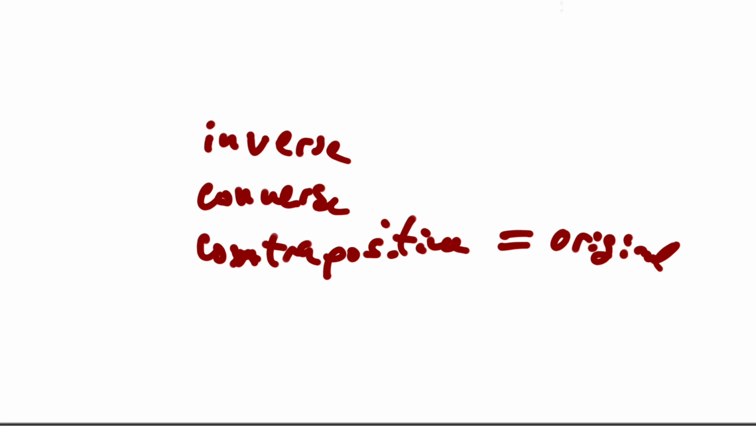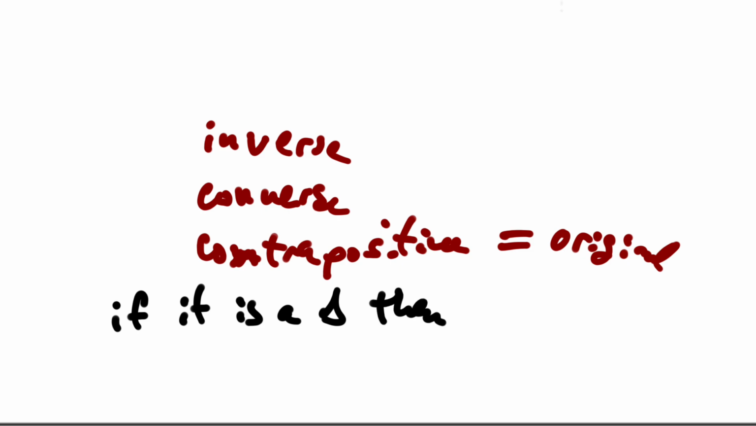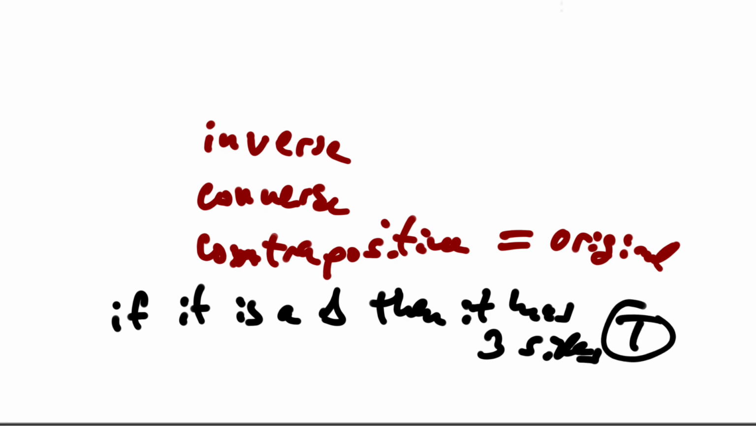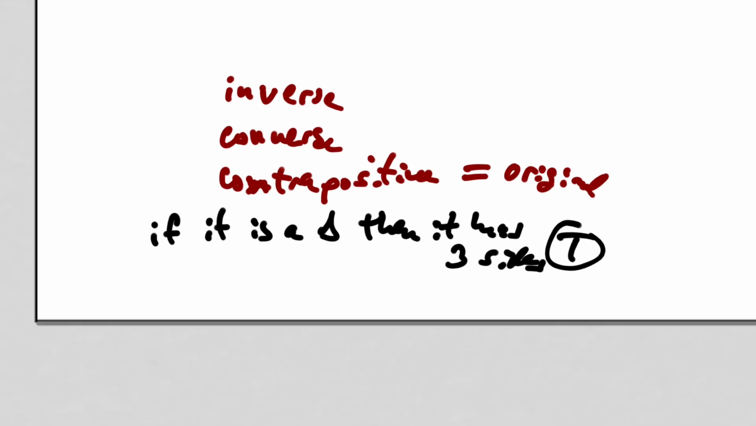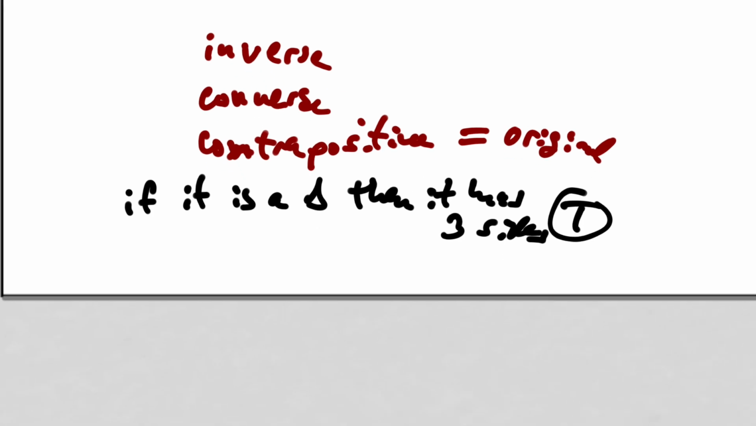Oh, and I should mention, sometimes there are some statements, like if I were to say something like, if it is a triangle, then it has 3 sides. That's a true statement. The contrapositive in this case is, if it does not have 3 sides, it's not a triangle, and that's true. But the converse can be true, even if the original is true. It's not like it can't be.